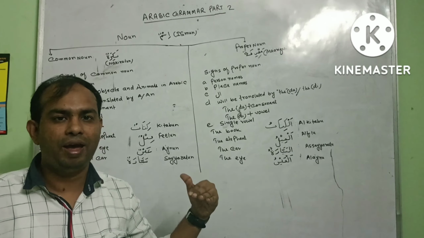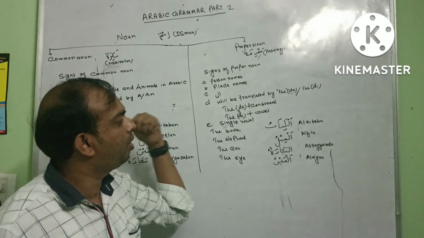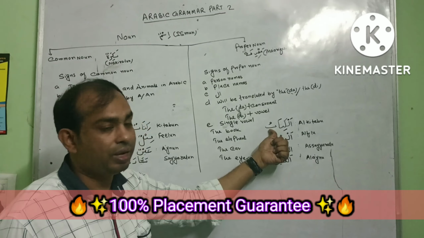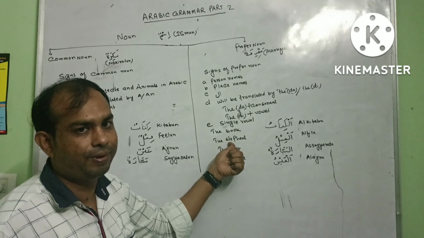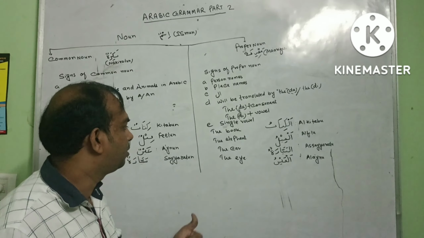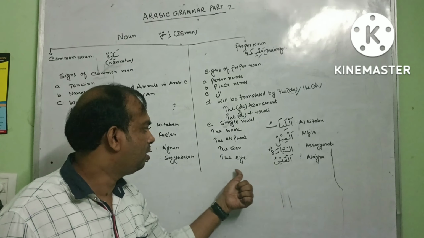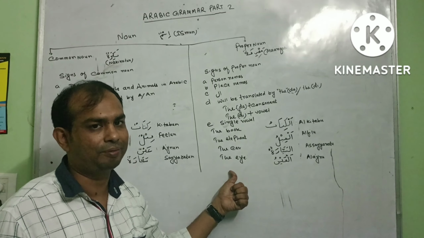Al-kitabu, the book. So there was kitabun in common noun, but here we are putting al, and it is becoming a proper noun. That's the translation: the book. Al-filu, the elephant. Al comes before a vowel, that's why we are reading it here as thee elephant. As-sayyaratu, the car. Al-ainu, the eye.